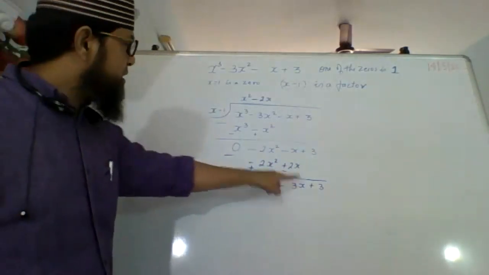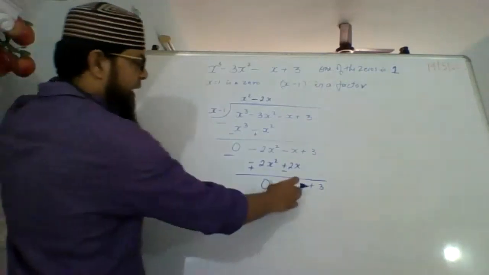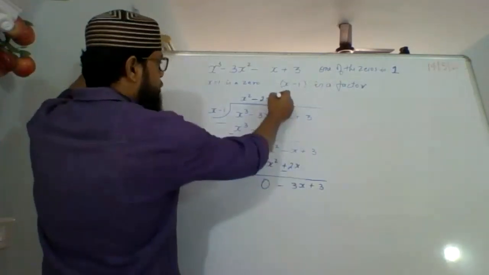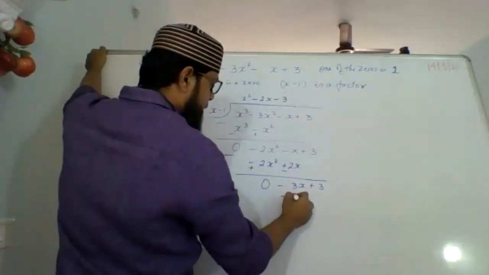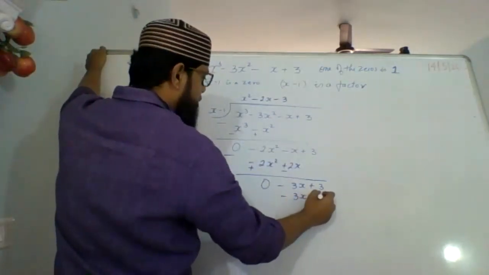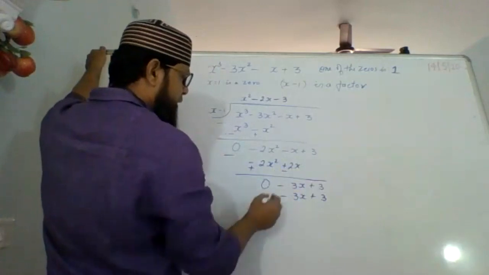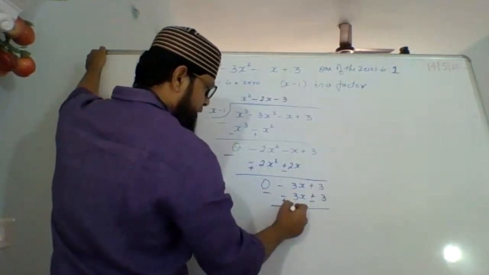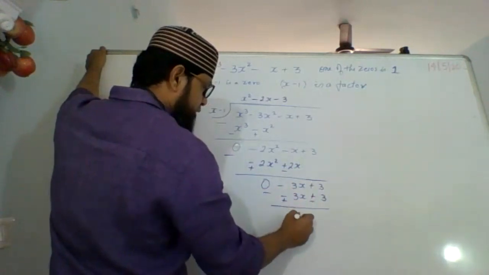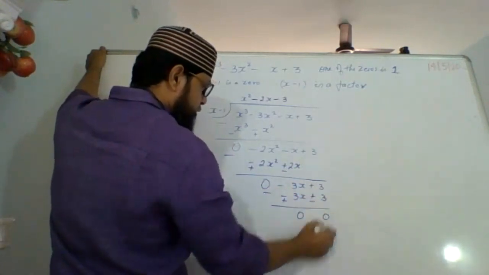Now, x is here, x is also here, but here x has minus 3 ahead of it. So I'll have to multiply by minus 3. Minus 3 into x gives me minus 3x. Minus 3 into minus 1 gives me plus 3. Subtract, this will become plus, this will become minus. Minus 3x plus 3x is 0, plus 3 minus 3 is 0.